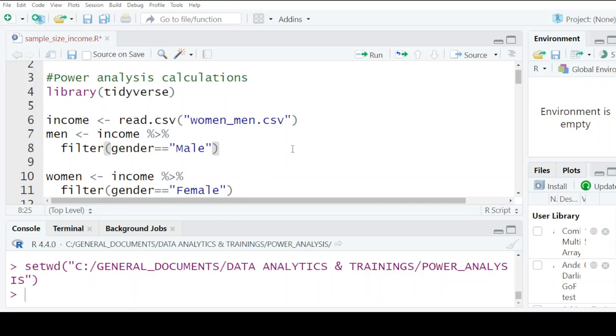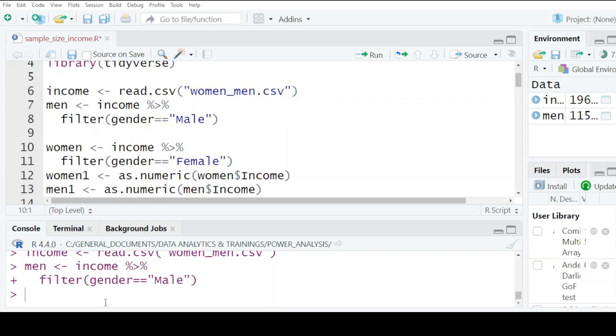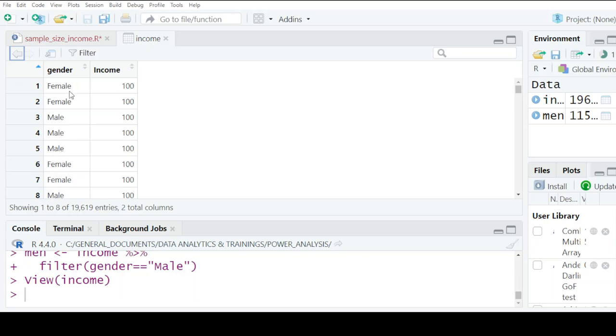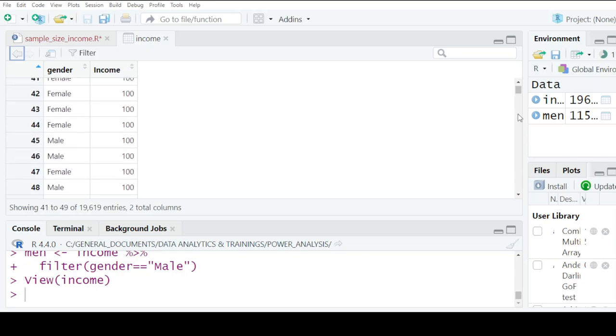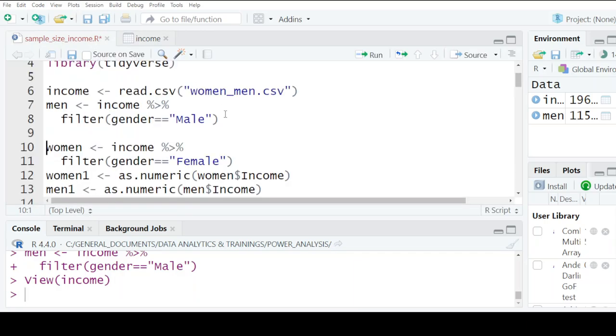Our interest is on power analysis calculations using R software. I have a set of data called income that we'd like to view. In this data, I have gender, male and female, and I have income in Kenya shillings. It's data that was locally collected for various incomes.